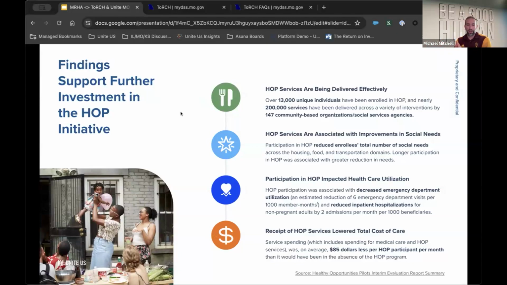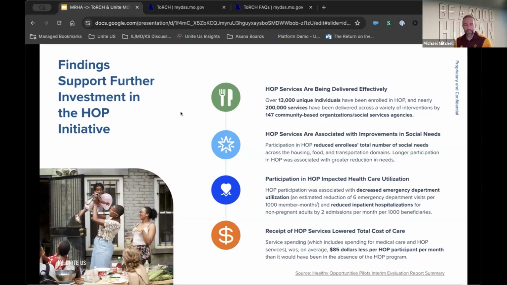So, in the first 2 years, and really it was almost closer to 18 months as they built this out, they were able to serve over 13,000 unique individuals, providing over 200,000 services, and did that through multiple hundreds of community-based organizations and social service agencies. And if you're a community-based organization and you're having to manage 200,000 service delivery moments, you need a technology to be able to streamline that workflow.